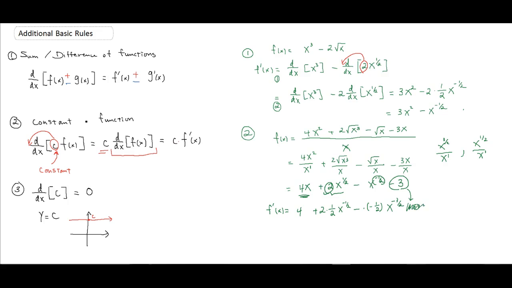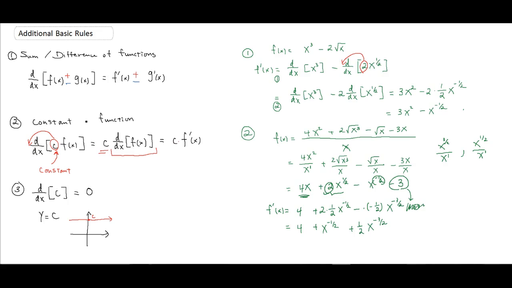So simplifying the result a little bit, this is what we should get. We have 4. 2 times 1/2 is going to be just 1, so that's going to be x to the negative 1/2. And negative times negative 1/2 is going to give us plus 1/2 x to the negative 3/2.